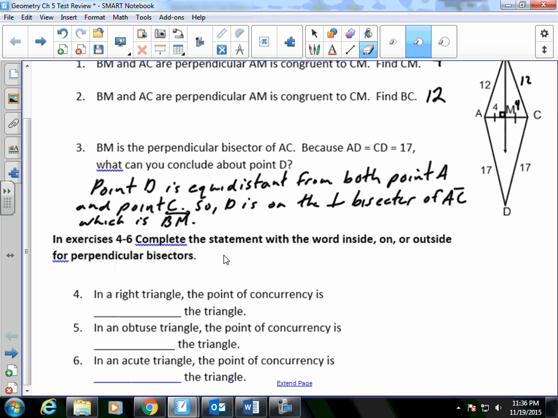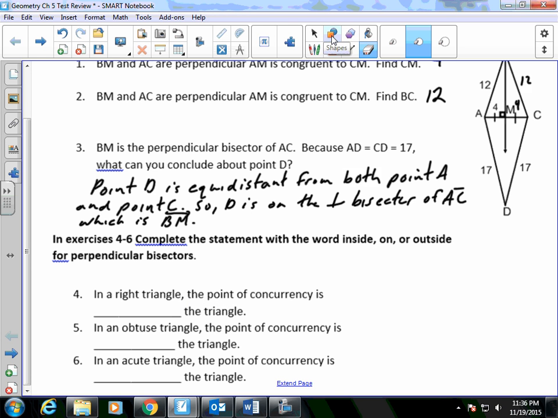So then exercises 4 through 6, complete the statement with the word inside, on, or outside for perpendicular bisectors. So we're talking about perpendicular bisectors of triangles. And so number 4, in a right triangle, the point of concurrency is blank the triangle.